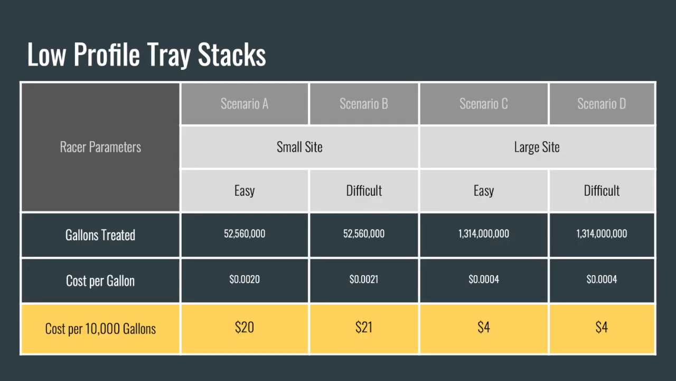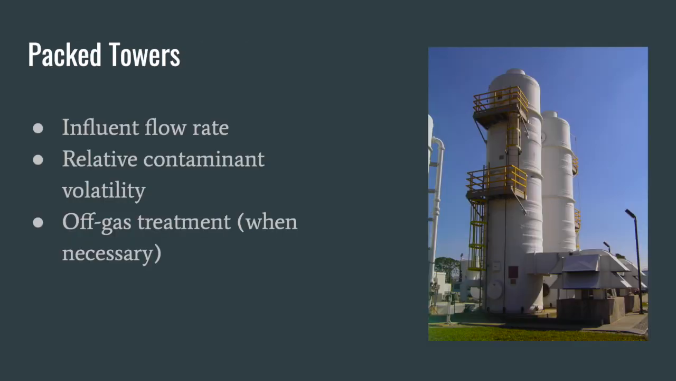The Federal Remediation Reference Guide breaks down the cost of a low-profile tray stack into 4 scenarios: A, B, C, and D. As you can see in the charts, A is a small and easy scenario, and D is a large and difficult scenario, etc. With the increase in gallons treated, plants are able to perform air stripping at a much cheaper price. Second, we will discuss the cost of the form of gas strippers known as packed towers.